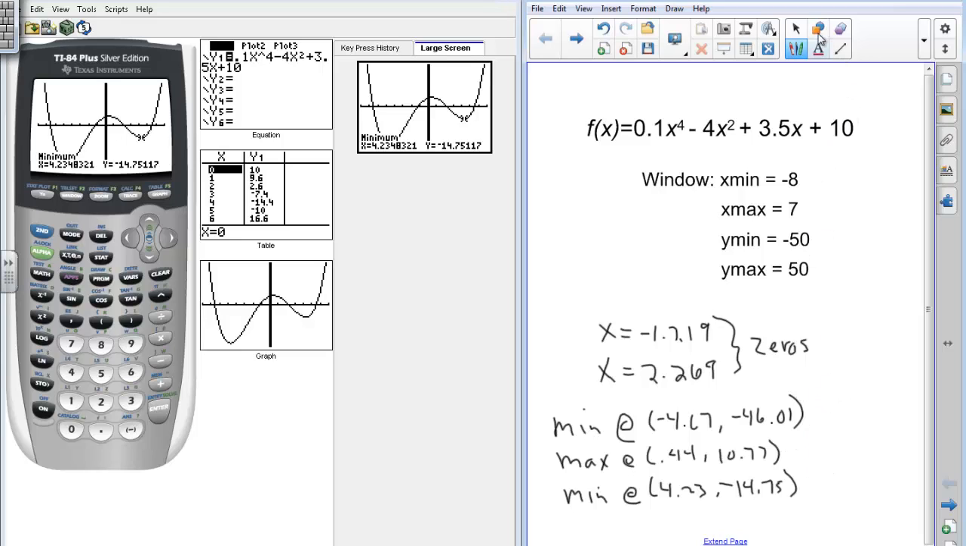And the last question that we want to answer, let's get rid of this, is when am I increasing and decreasing? You should see I'm decreasing on this interval here and this interval here, and I'm increasing on this interval and this interval. So let's write that out. Let's go increasing.